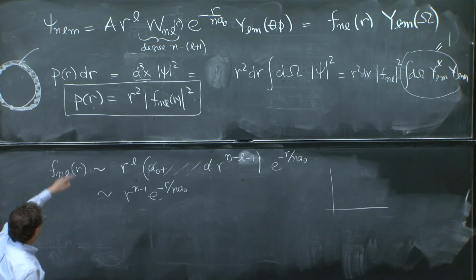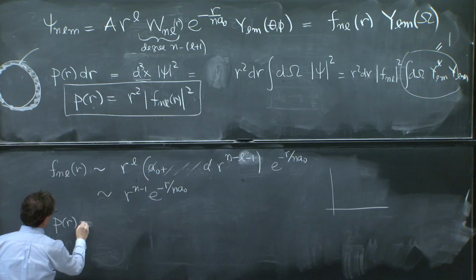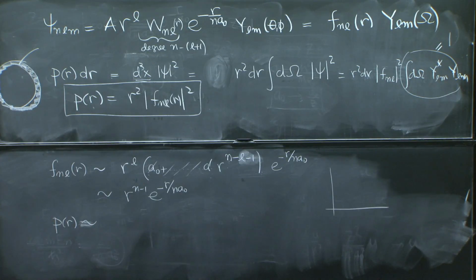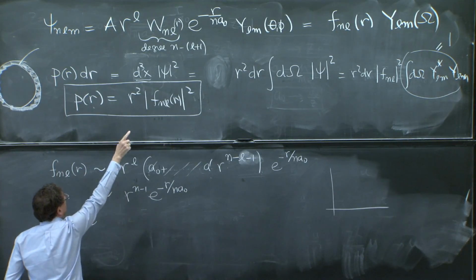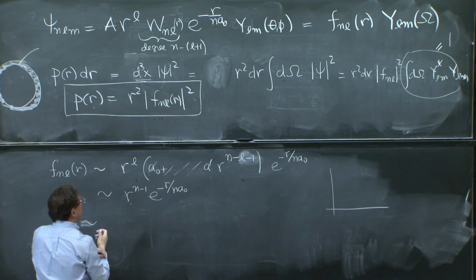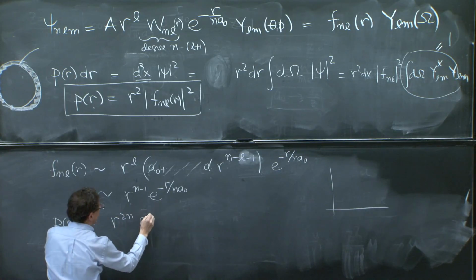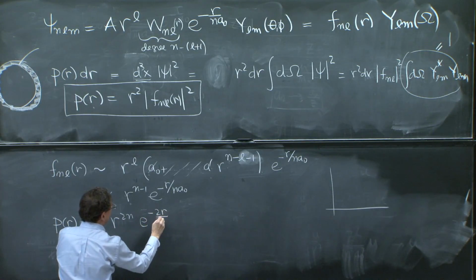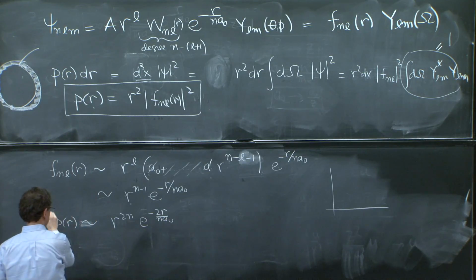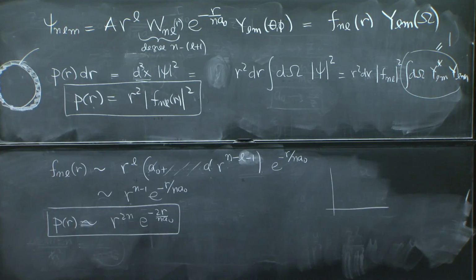And here is the fight that actually changes the answer, because this is fnl. So actually, I can write p of r is proportional, up to a constant of normalization and the approximations that I have done, to r squared times this polynomial squared, but I'm taking the last term of the polynomial, so we get r to the 2n e to the minus 2r over n a0. That's a probability distribution.